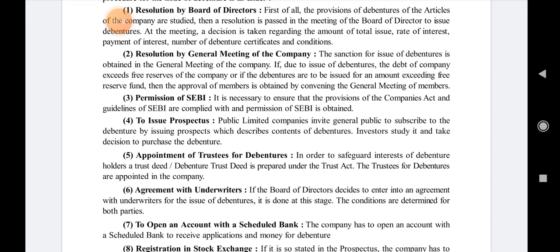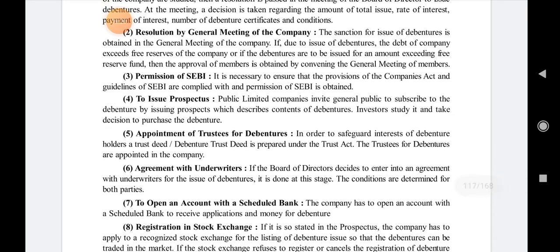Means whenever you want to issue a debenture more than the amount of the share capital or reserve fund, at that time members' permission is necessary.